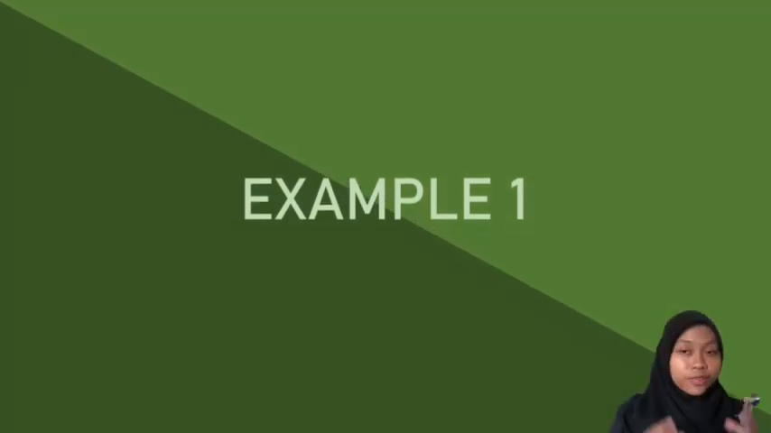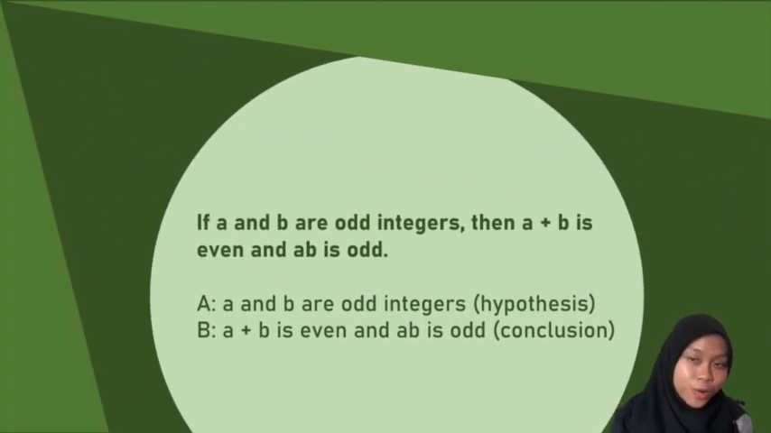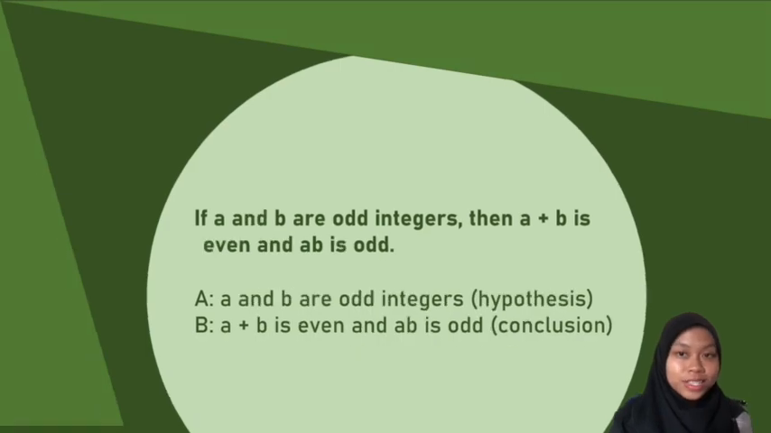So here is the first example for the forward-backward method. If A and B are odd integers, then A plus B is even and AB is odd. Now I will explain the solution for this question step by step. Firstly, we need to choose the hypothesis and the conclusion, and label them as A and B respectively.